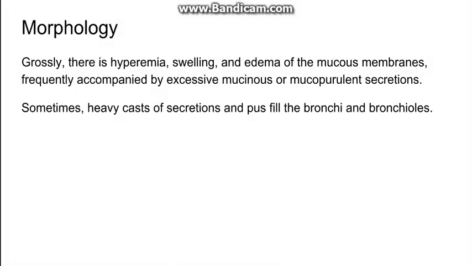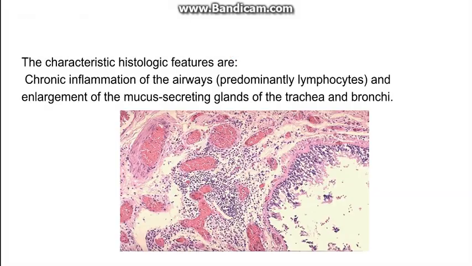Now going to the morphology in the case of chronic bronchitis. Grossly, the affected part will show features of inflammation like hyperemia, swelling, edema, and also an increase in the mucus secretions, the mucopurulent secretions. If there is infection, there will be purulent secretion present also. And if the infection is overwhelming, there can be heavy cast of secretion of pus which can fill the bronchi or the bronchioles. Now going to the histology, the microscopic features.